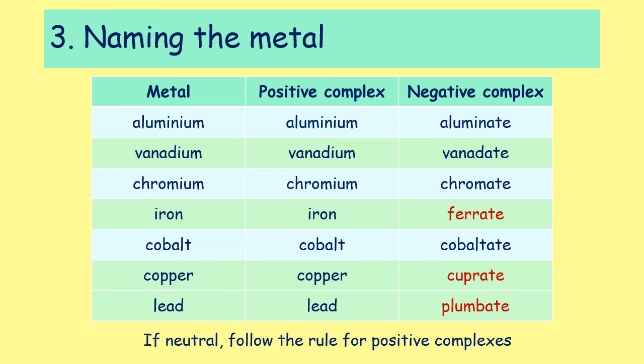Copper becomes cuprate, and you can see that's where we get the Cu for copper. And lead, which is a rare one that they would use, becomes plumbate, and that's where we get the Pb from lead, because the Latin name for lead is plumbum, which is where we get the word plumber, because pipes used to be made of lead. So it's only if the complex is negative that we have to use these new forms ending in -ate. And unfortunately, you just have to learn ferrate, cuprate, and plumbate.